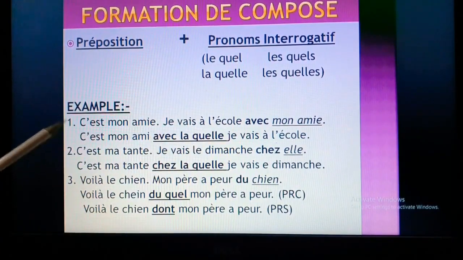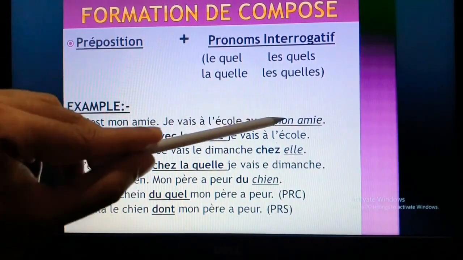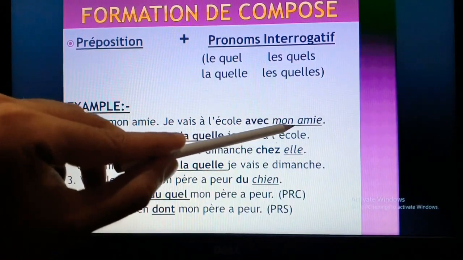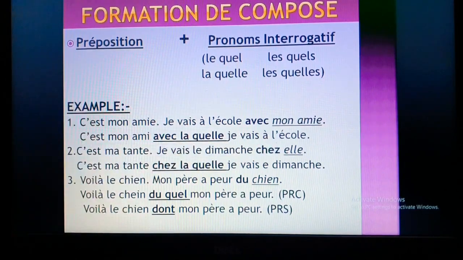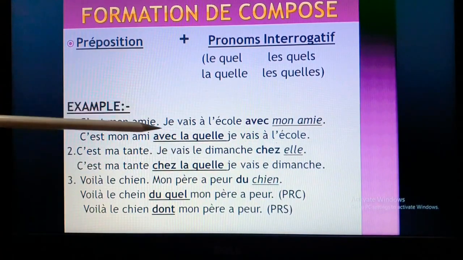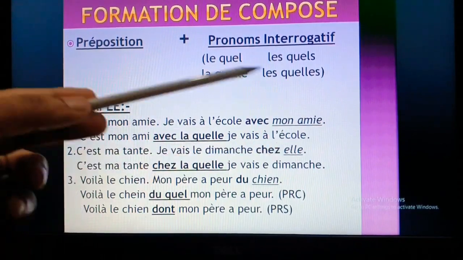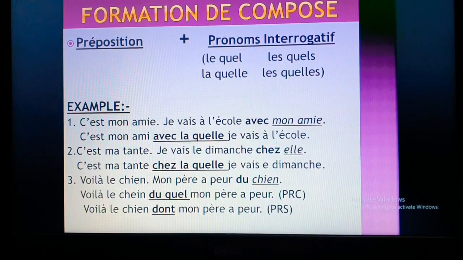So what's the good thing about pronoun relative composé? That means you will be getting a hint in your sentence. So avec is the preposition, mon ami is singular as well as feminine, so laquelle. So c'est mon ami avec laquelle je vais à l'école. Next one is c'est ma tante, je vais le dimanche chez elle. This is my aunt, I go on Sunday to her house. So chez, again the preposition, elle is laquelle. So c'est ma tante, chez laquelle je vais le dimanche.